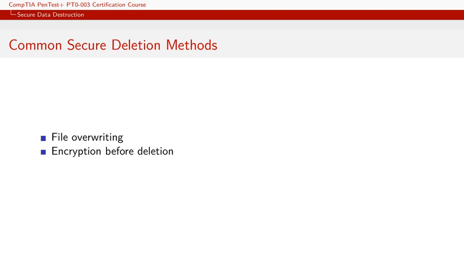Now, let's explore common methods for secure data deletion. Firstly, file overwriting is a widely used approach where data is replaced with random characters or patterns multiple times, making recovery challenging. Another effective method is encryption before deletion. By encrypting the data before deletion, you ensure that even if some fragments remain, they are indecipherable without the corresponding encryption key. These methods help to ensure that sensitive data is irretrievable, aligning with privacy policies and preventing data leakage.